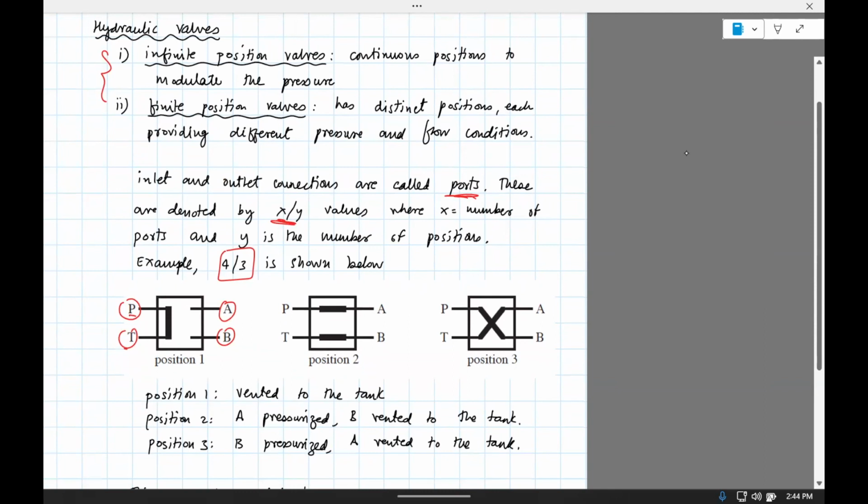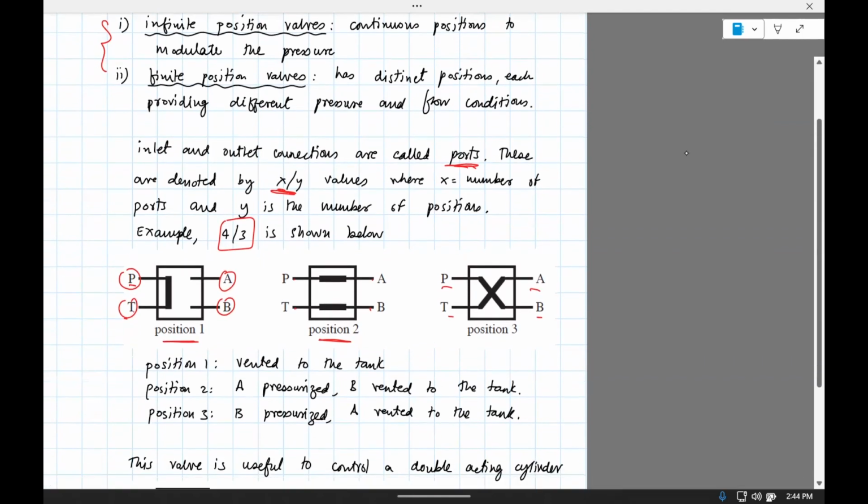Well, one position is when P is connected to T, that's position 1. Another is when P is connected to A and T is connected to B, that's position 2. And then we have P connected to B and A connected to T, that's position 3. Why do you have these 3 positions? Well, this is how you control the piston. Remember, this is connected to a piston.